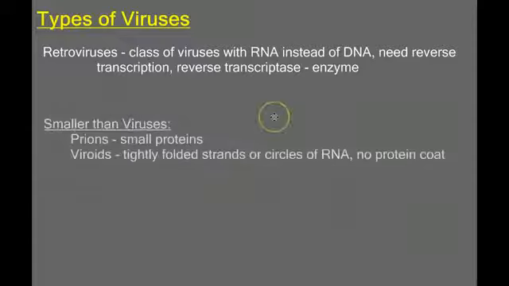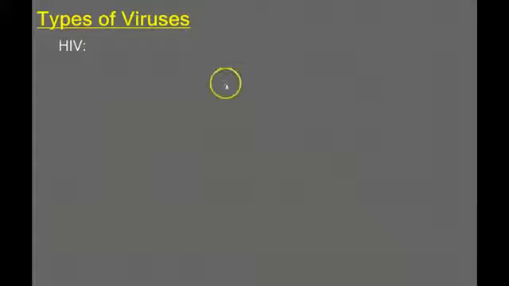And then there are these things that are smaller than viruses, prions and viroids. They're almost like viruses that have lost parts, or possibly they are the precursor to viruses. Prions are small infectious proteins, and viroids are small particles of usually RNA that can cause infections, like a virus without the protein coat. And we want to talk a little bit more specifically about HIV.